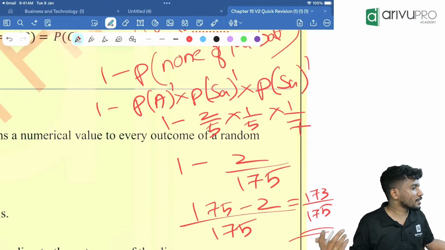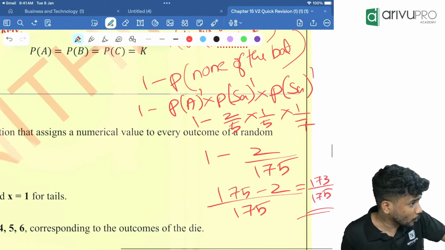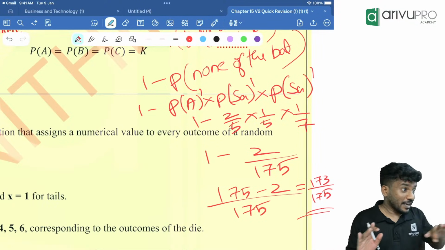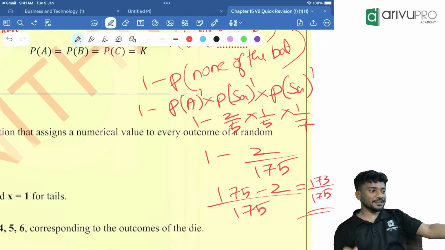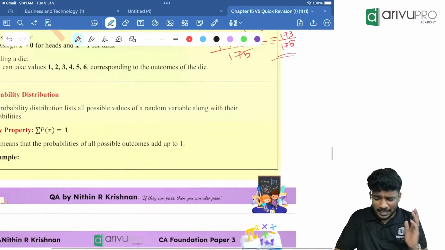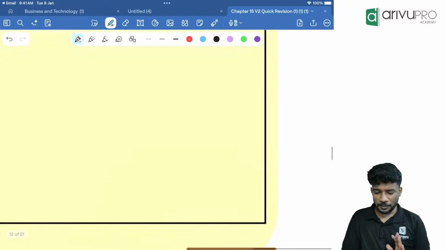So with this logic we can solve any question. Got the point? Mainly that 1 minus probability. Whenever at least is coming into the picture, we will use that. Now, what if I change the question a little bit? As a final question, I'll change it a little more.